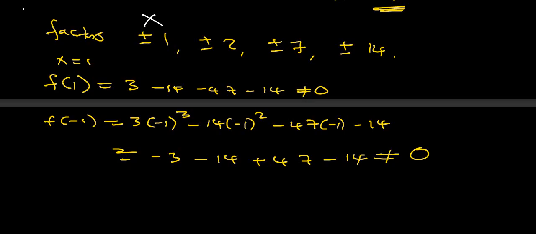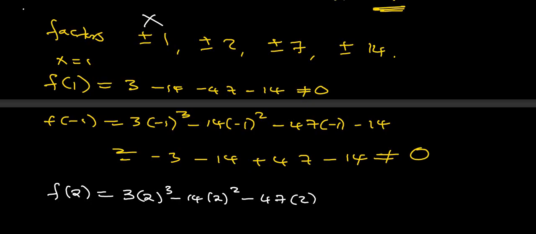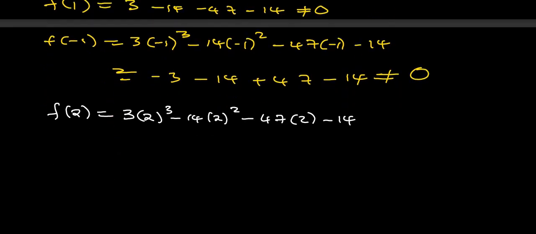We check out 2. So I'm going to start with positive 2. If I start with positive 2, meaning I'm having 2 to the power 3, minus 14 with 2 to the power 2, minus 47 with a 2, then minus 14. Is this going to give us a 0? So we're just going to have 3 times 8, then 14 times 4, then 47 times 2, minus 14.